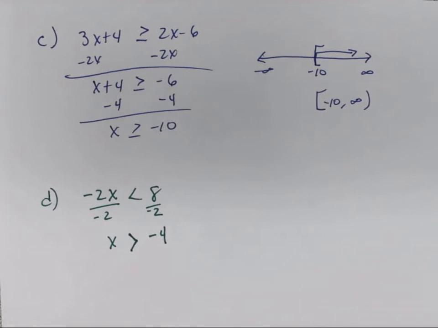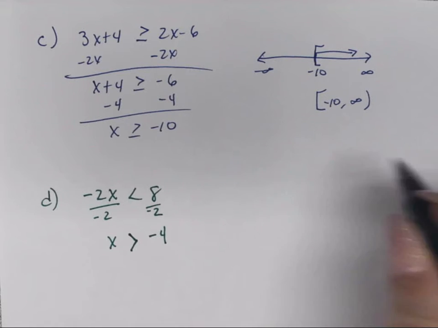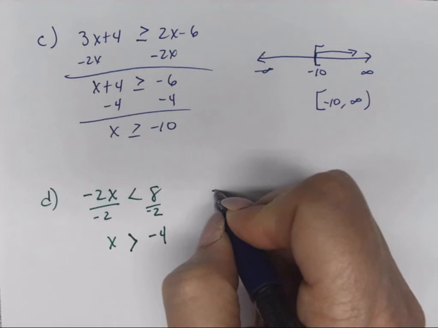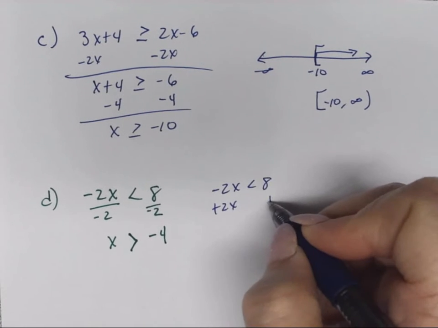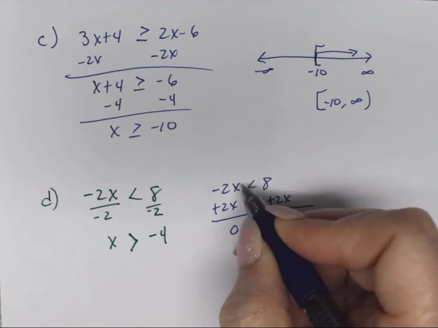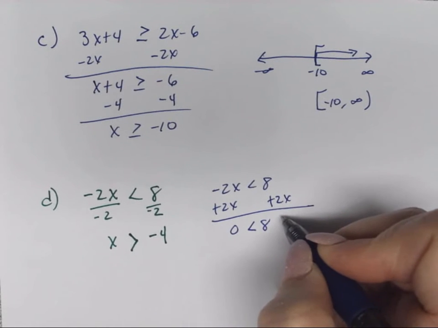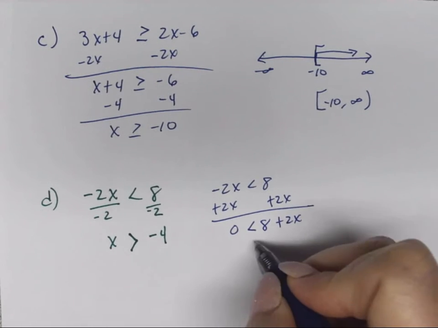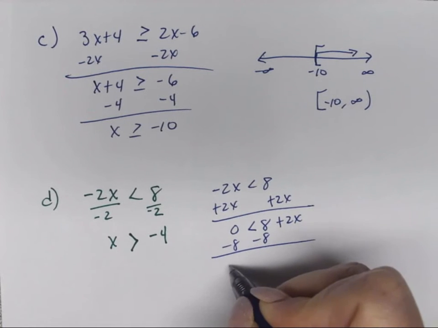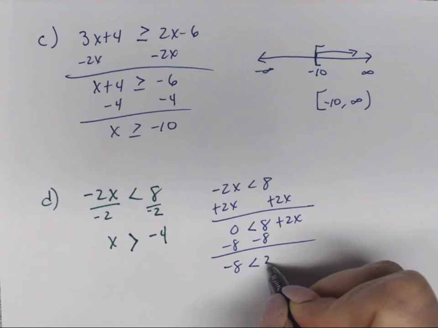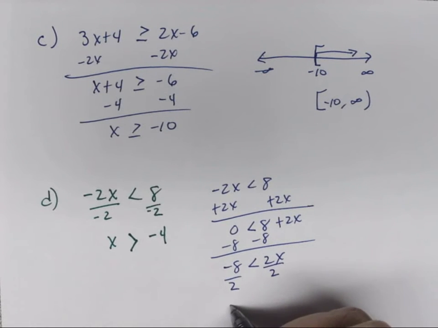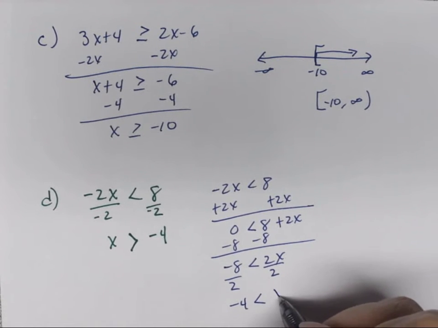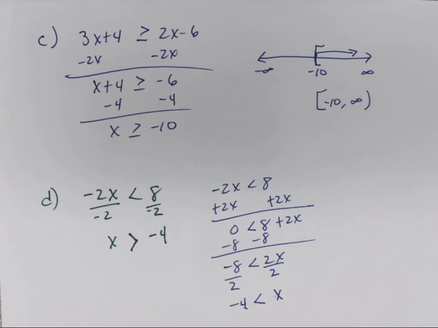All right, let's talk about why that's true. I'm going to take the exact same problem. I'm going to work it right next to it. But this time I'm going to keep the x's positive. So I'm going to add the 2x to the other side. Now I have 0 on this side, less than 8 plus 2x. Now we'll move the 8 over with subtraction. I have negative 8 less than 2x. Divide by 2. Negative 4 less than x, or x is greater than -4.